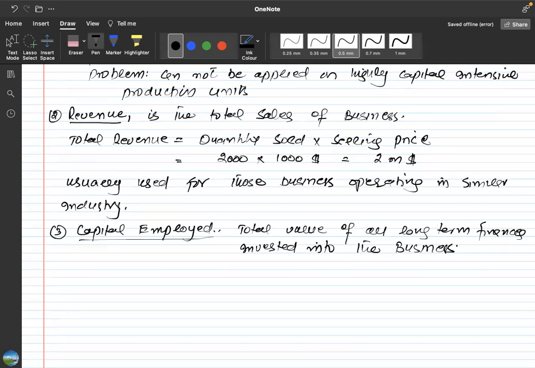Then comes the fourth method, market capitalization. What is this market capitalization? Market capitalization is the total value of the issued shares of a company.